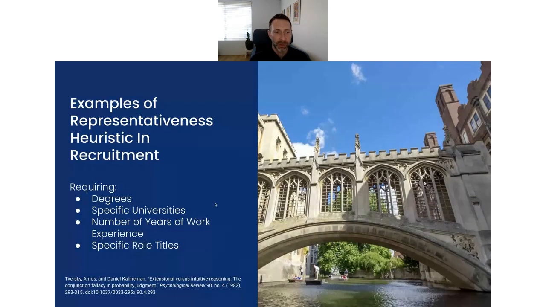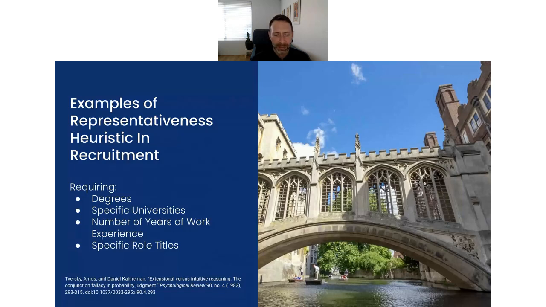So examples of representativeness heuristic in recruitment are everywhere. It's a fairly foundational bias or heuristic that leads to lots of other effects. But any job, if you've ever seen an entry-level job that requires 2 years of experience, or a job that you must have a degree for, even though it doesn't seem like you probably need a degree.